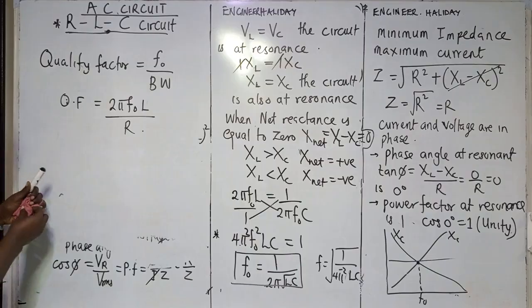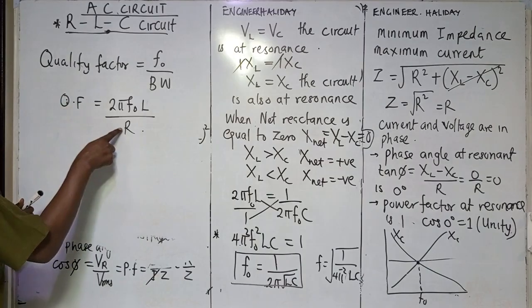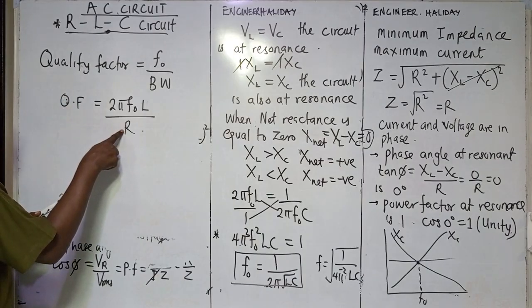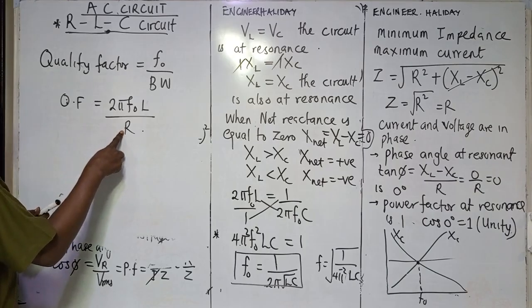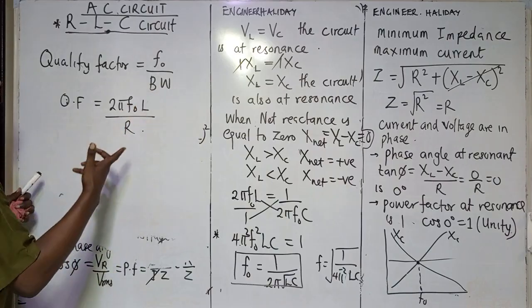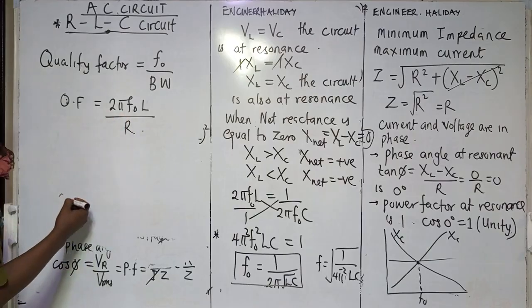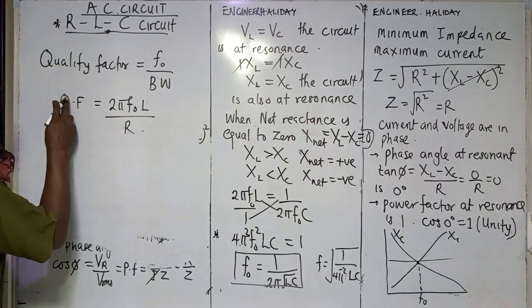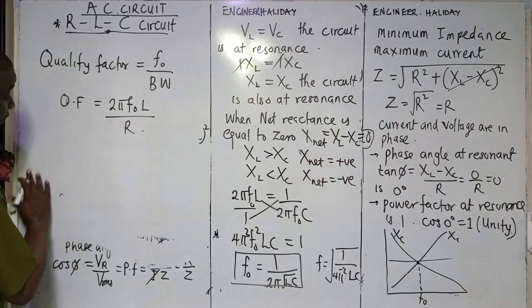Don't forget that the higher the quality factor, the lower the energy dissipation. And the higher the bandwidth, the higher the energy dissipation. So in that case, we can use that to relate the two of them.